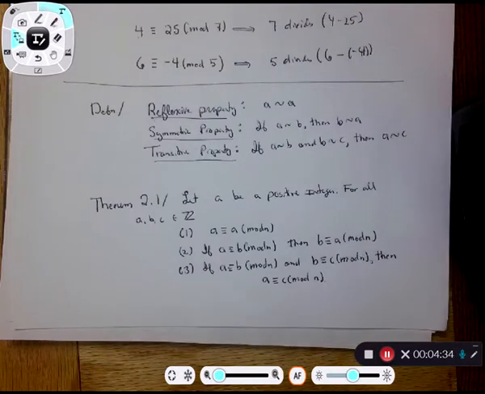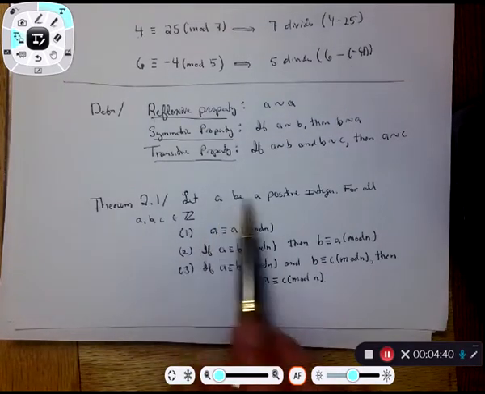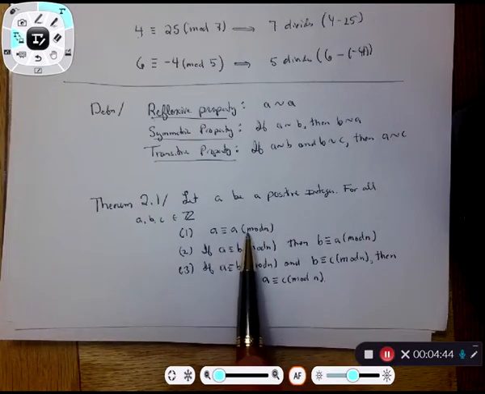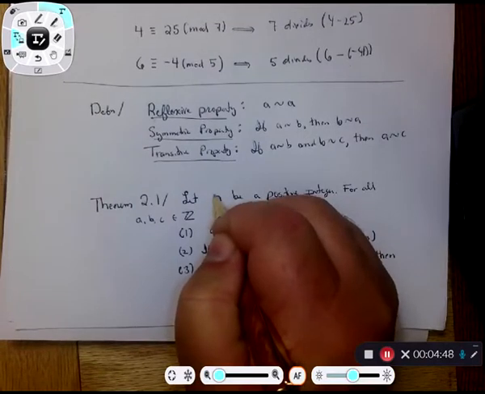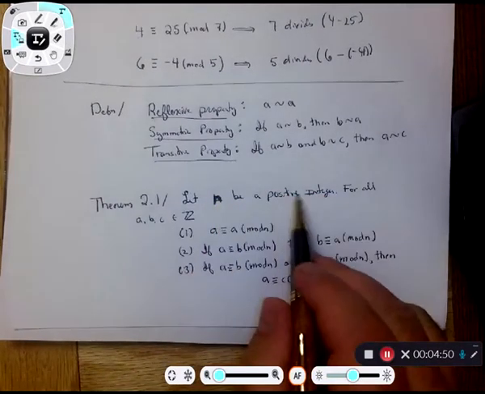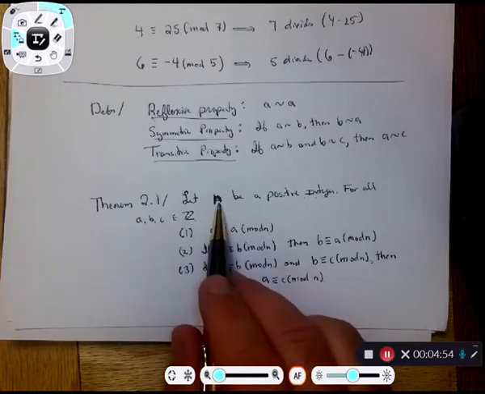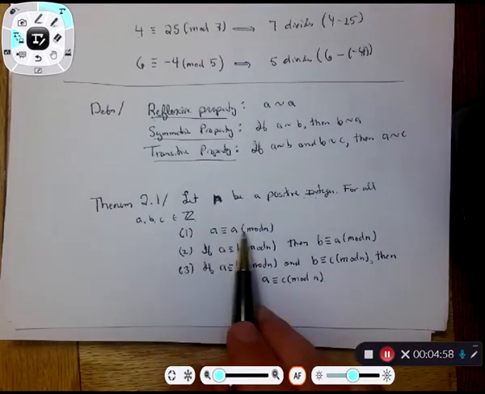Now, if you look at this theorem, what they're really telling you is this. No, actually, it's N that's supposed to be positive. I have to fix that one. Let N be a positive integer, and for all A, B, and C in the integers. See, this is what you're modding out by. You can only mod out by a positive integer. So A is congruent to A mod N.